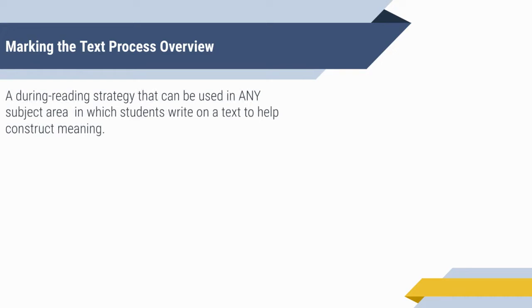Now, marking the text is a during reading strategy that can be used in any subject area in which students write on a text to help construct meaning. The first step is to number the paragraphs. Numbering the paragraphs will allow students to quickly refer to specific areas of the text when having a class discussion about the text or when writing in response to the text.